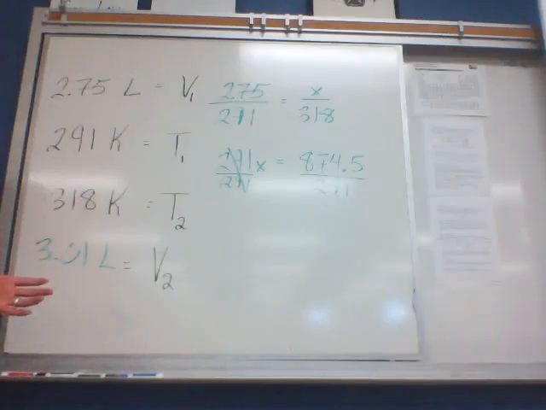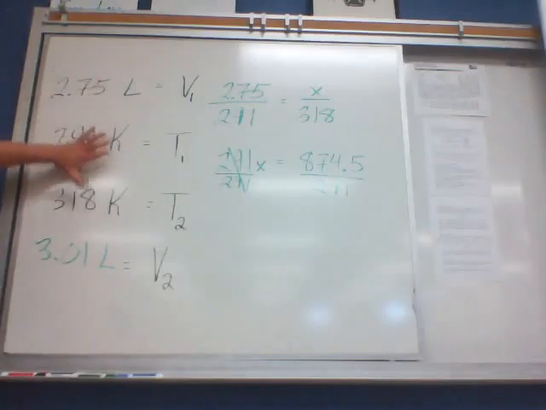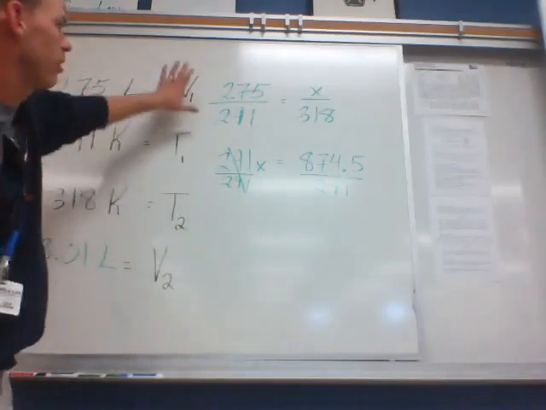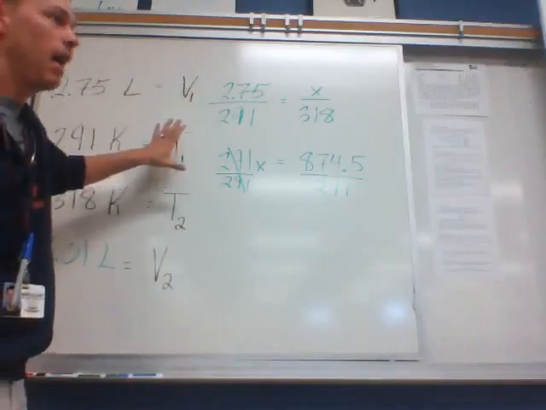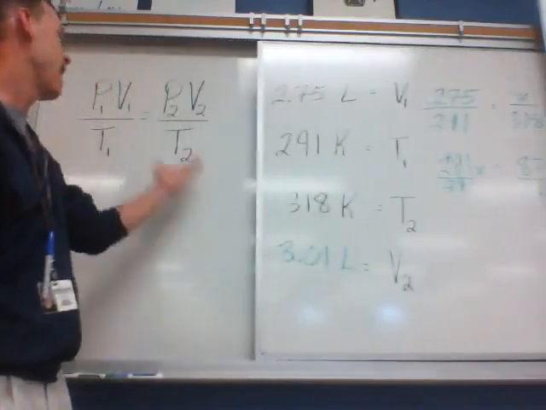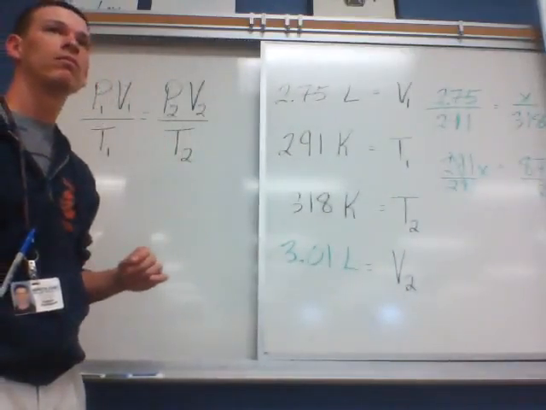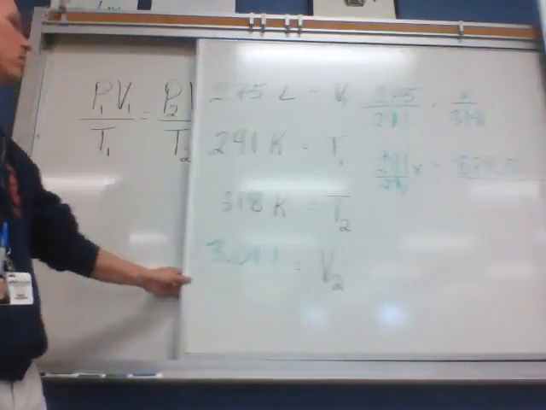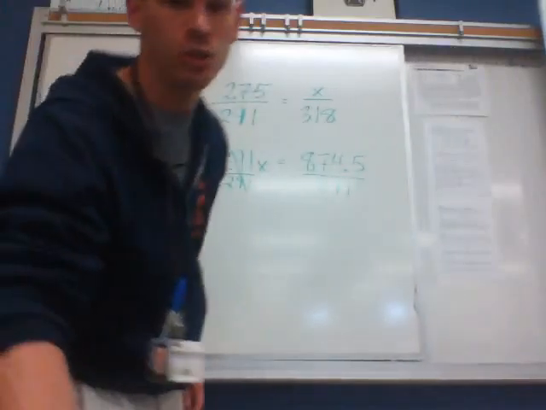To recap, we pulled out our data, we connected the units to variables that are in our equation, and then we plugged in what we had into the equation. If we didn't have it, we ignored it. Let's do another one.